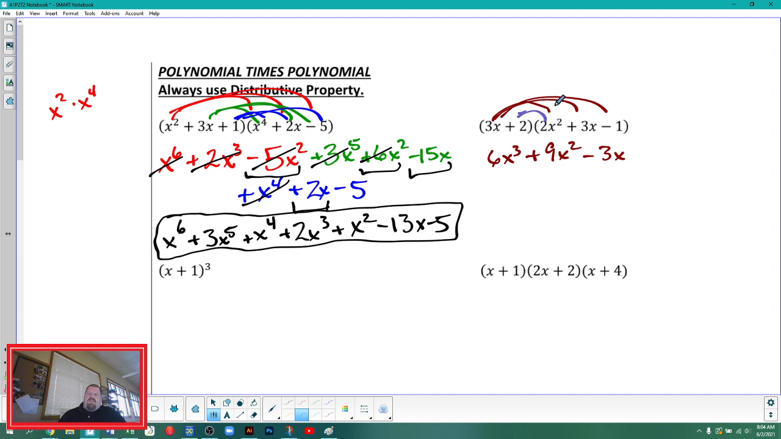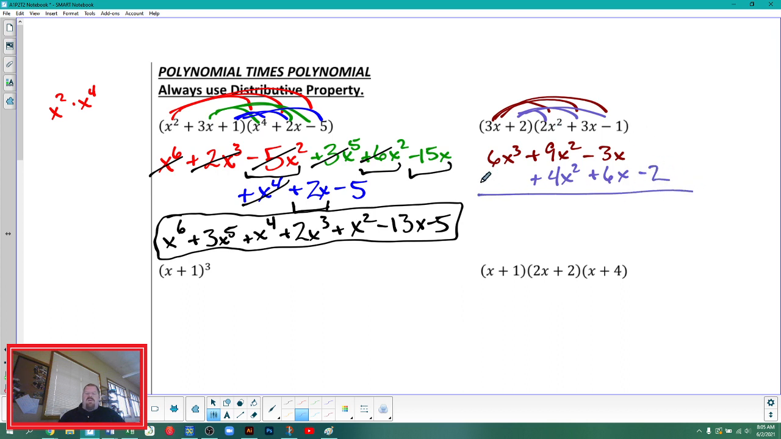In an effort to make the combining a little bit easier, that's how we're going to do this. 2 times 2x squared is 4x squared. I'm putting that under my other x squared term. 2 times 3x is going to be 6x. That'll go under this one. And then 2 times negative 1 is just going to go on the end.